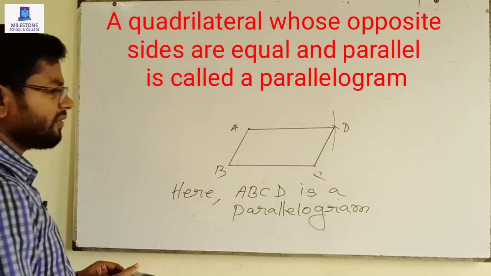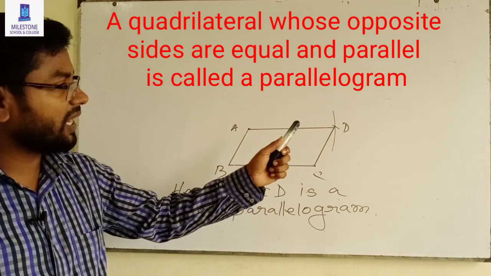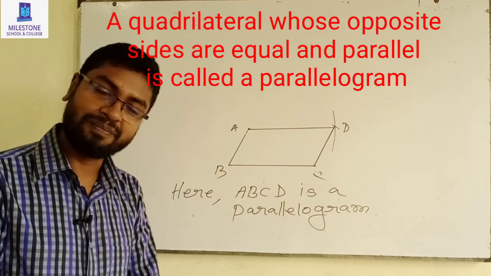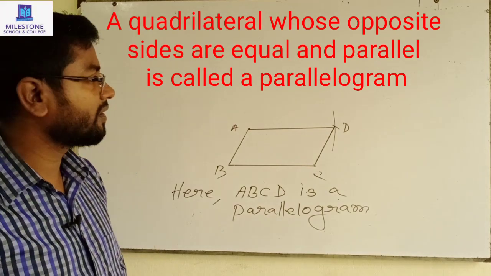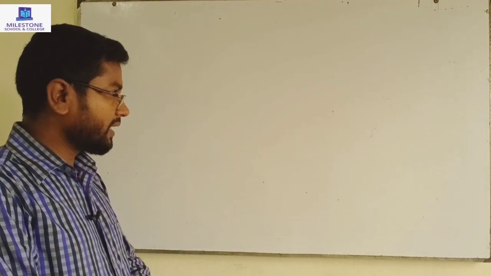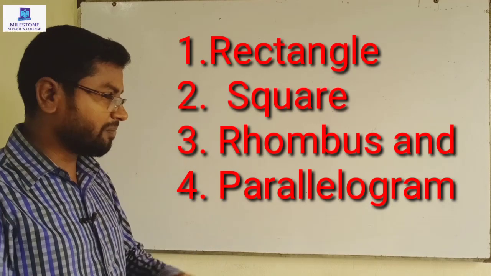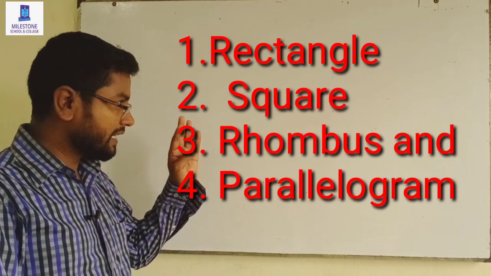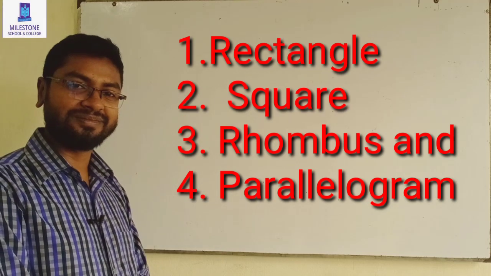What are the properties of a parallelogram? Opposite sides are equal and parallel. Two conditions: opposite sides are equal and parallel. So today we have learned rectangle, square, rhombus and parallelogram. And one new thing we have learned: rectangle, square, and rhombus are parallelograms.